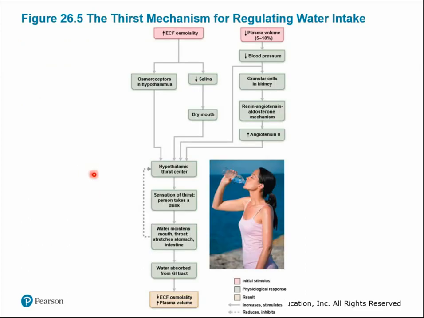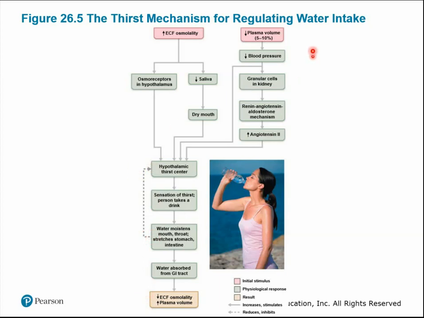Okay. So this is just showing the process for your thirst mechanism. If we have an increase in the concentration, meaning we have a decrease in saliva production, which leads to a dry mouth, right? That's going to stimulate that thirst center to set the sensation of thirst to make you want to take a drink. As you take a drink, the water is going to moisten the mouth, the throat, and stretch the stomach. That's going to be negative feedback and turn off that hypothalamic thirst center. Okay. So now the water is going to be absorbed from the intestines, and we're going to increase our plasma volume and decrease that concentration.